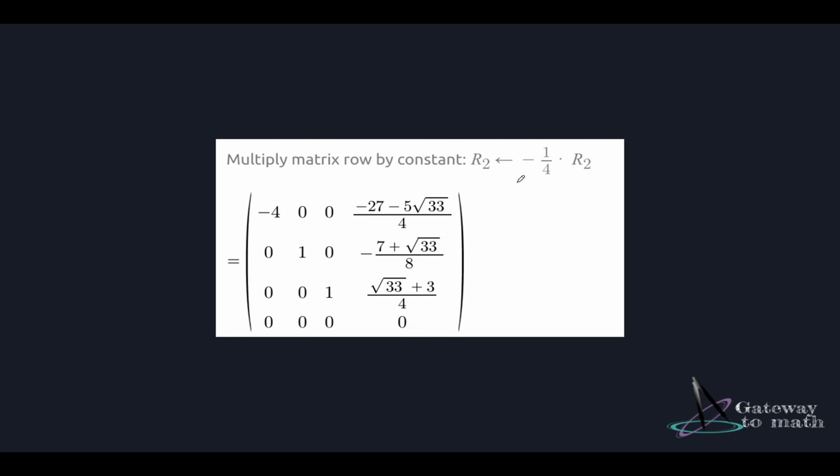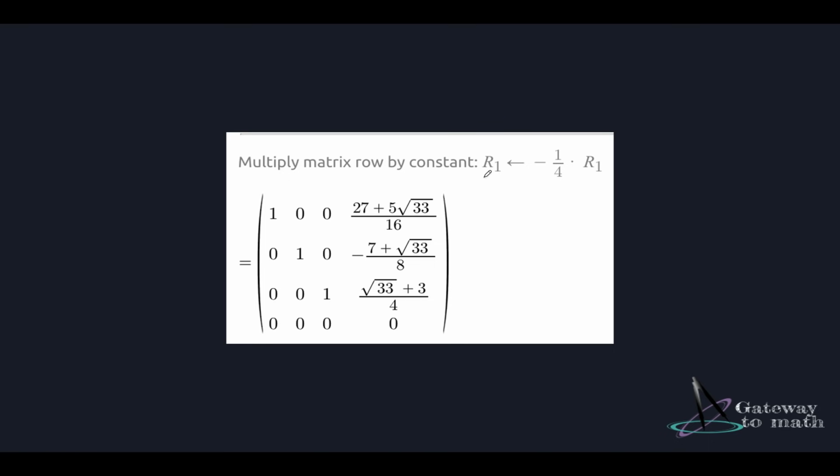Then we have R2 operation. So we're multiplying R2 with minus 1 by 4 and then plugging in the value in R2 again. So the new value of R2 equals 0, 1, 0, minus of 7 plus under root of 33 upon 8. And the next operation is minus 1 by 4 times of R1. So the new value of R1 equals 1, 0, 0, 27 plus 5 under root 33 upon 16. Let's replace these values. As we can see, the matrix is now in row reduced echelon form.